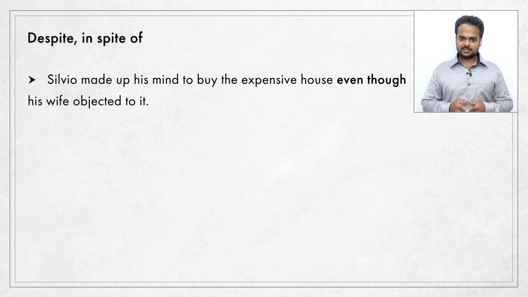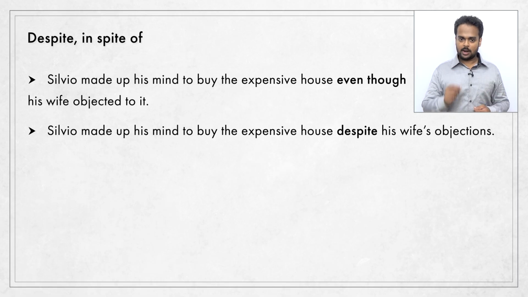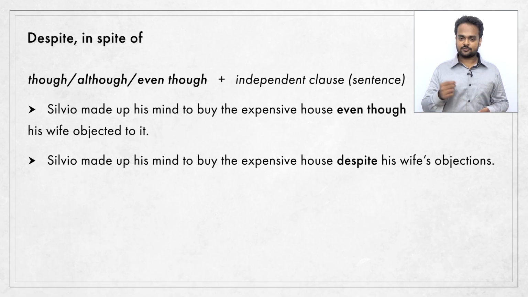Now to me, the second clause, even though his wife objected to it, sounds a little long. I want to shorten it, so I'm going to write it like this. Silvio made up his mind to buy the expensive house despite his wife's objections. Now what's the difference between the two sentences? Notice that after even though or although, we have a complete sentence. His wife objected to it. This is a full sentence with a subject and a verb. We call that an independent clause, but that just means it's a complete sentence.